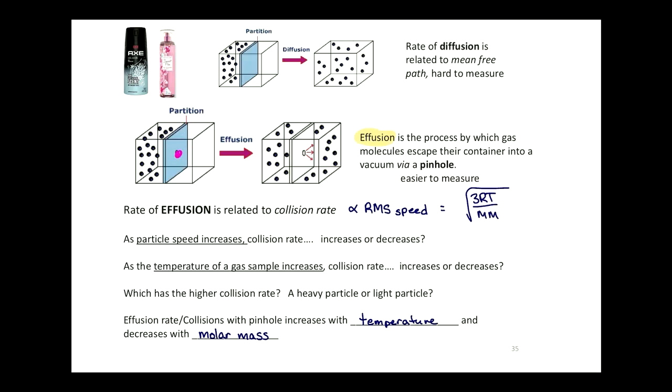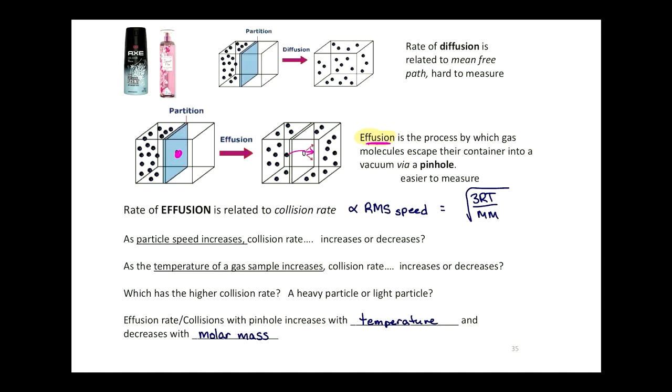So effusion is a lot easier for us to quantify because it happens slower, right? But the idea here is that the rate of effusion is related to how the particles collide with one another, how the particles collide with the walls of the container. A gas particle will go to the other side of the container if it collides with the pinhole, right? That's when a gas particle will switch to the other side.